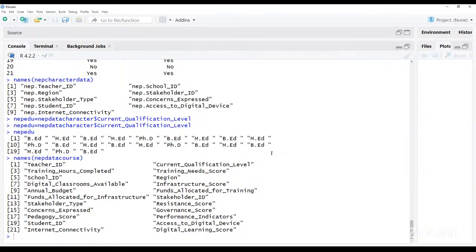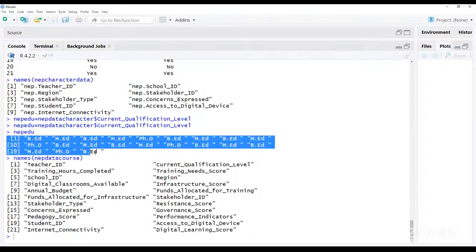Can you see the numbers here? This is a character data. NEP calculator is not coming. They are saying that error object NEP calculator not found. Ma'am, you share your screen first. Share your screen of our studio.